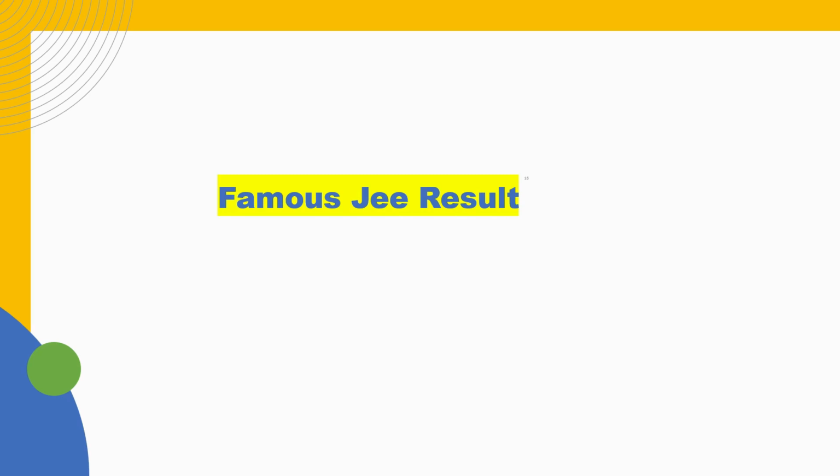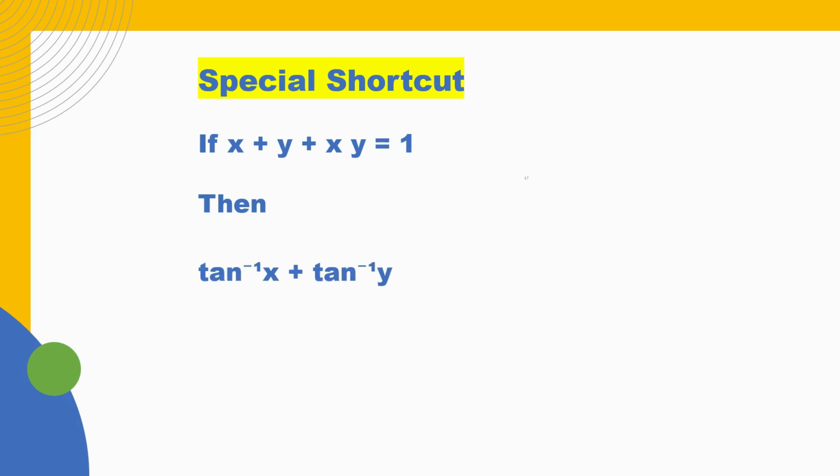Now let's move to the famous JEE result. This result surprises students the first time they see it. Three completely different inverse trigonometric terms combine to give a beautiful answer. That is π. We all love shortcuts, and we have one special shortcut for you. JEE loves patterns. Whenever you spot x plus xy equals 1, your brain should immediately think π by 4.